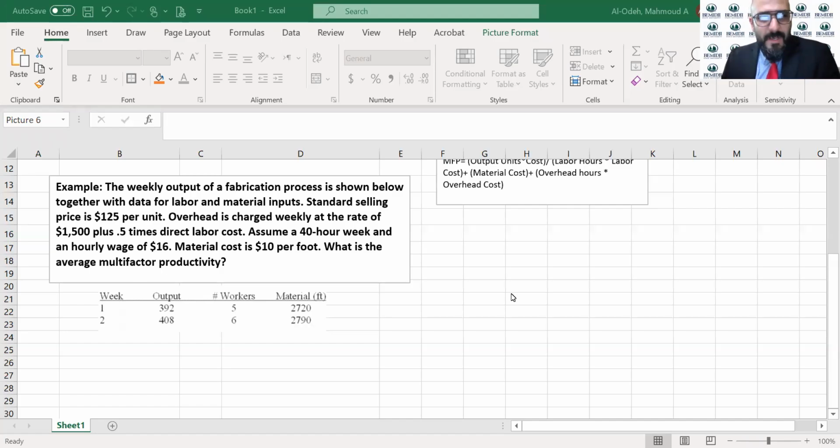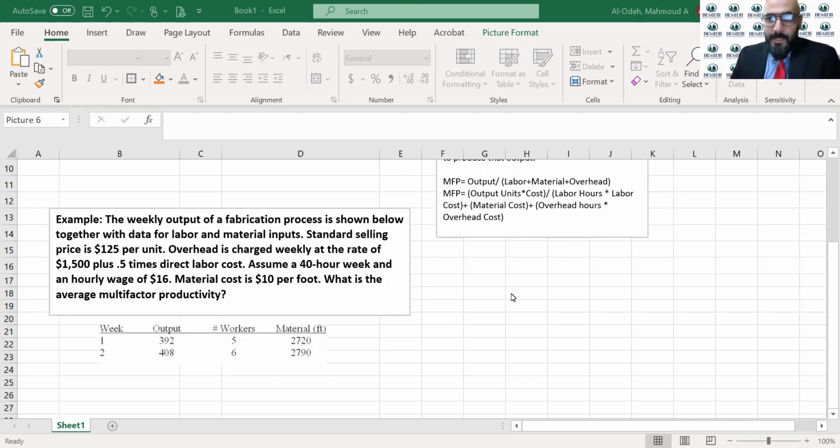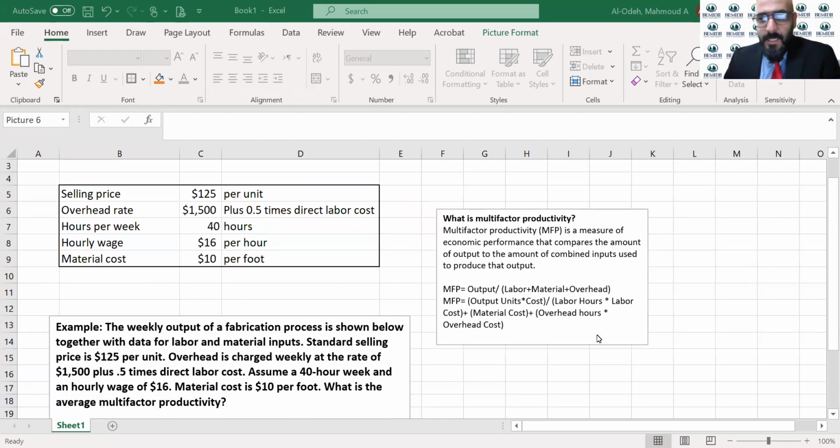Hi, this is Dr. Al-Odeh, and I'm here to explain an example about the multi-factor productivity. The multi-factor productivity is a great way to measure the output versus the input, and we use it in different economics scales.